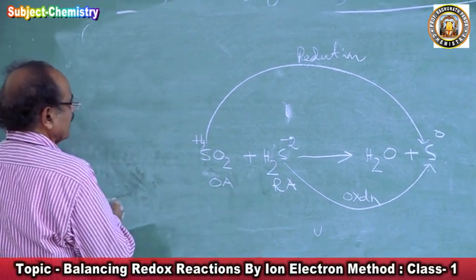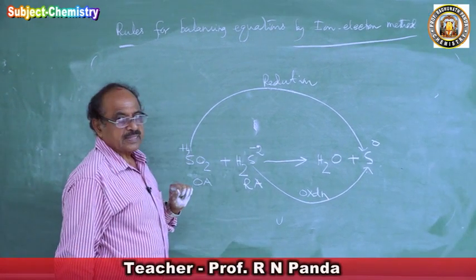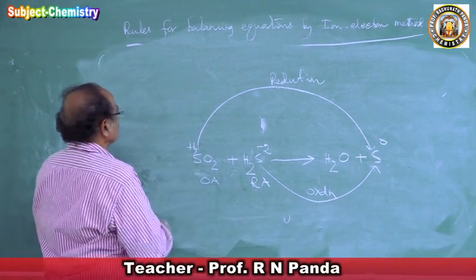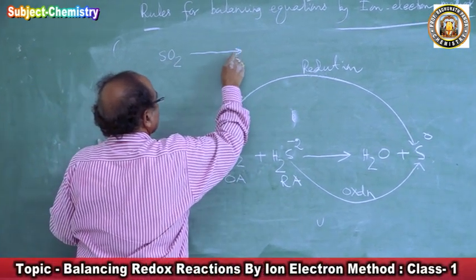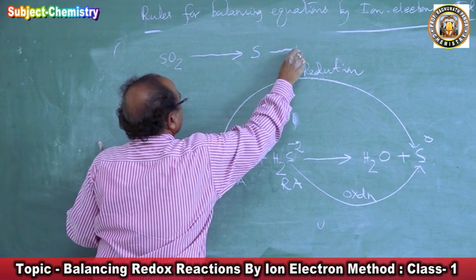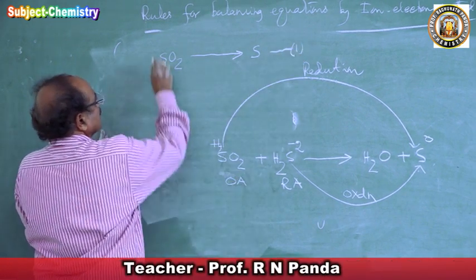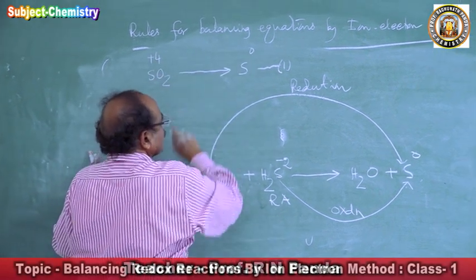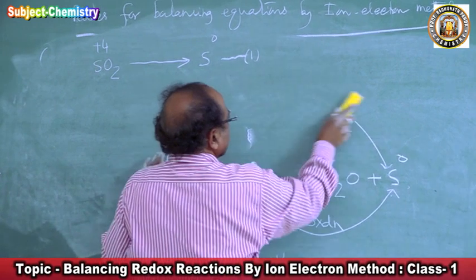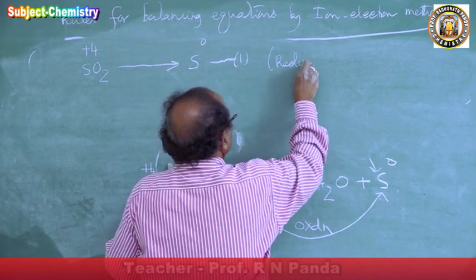So second step, what will I do? Ascertain the reduced and oxidized states of the substances, then represent them. Sulfur dioxide is forming sulfur. So this is equation 1, half reaction. What is this reaction? This +4 is becoming 0, so the oxidation number is decreasing. So this is a reduction reaction, the reduction half reaction.